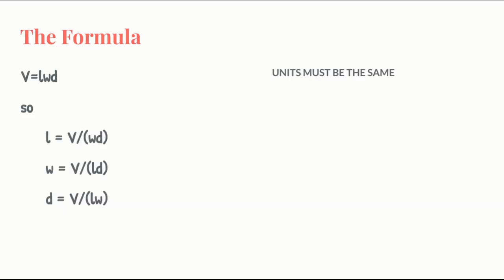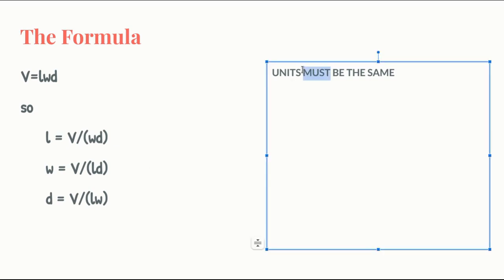If we have the formula, volume is length times width times depth, we can use algebra to rearrange that. If we have the volume, width, and depth, we can find the length. If we have volume, length, and depth, we can find the width. And if we have volume, length, and width, we can find the depth. So you can rearrange this to solve for length, width, and depth. If you have 3 of the 4 terms, you can solve for the missing one. Keep in mind, all the units have to be the same.